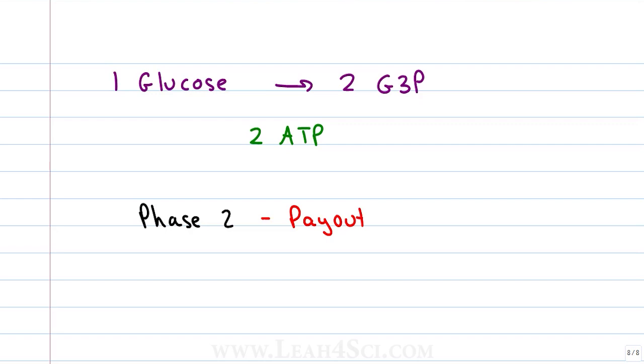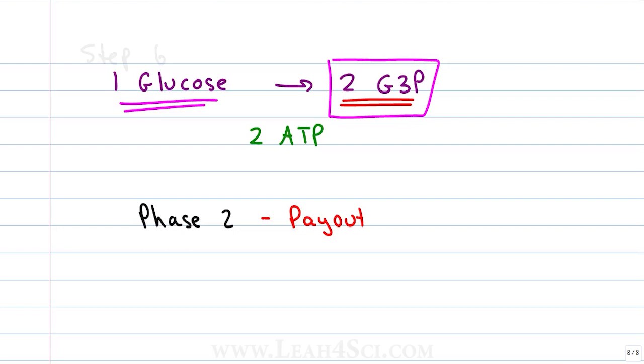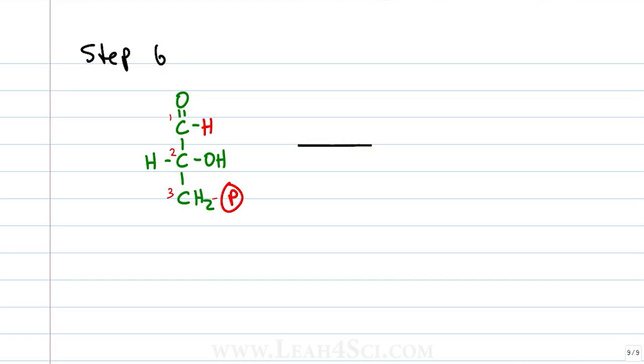As a reminder, we broke the molecule in half. We converted DHAP into glyceraldehyde-3-phosphate. So for every reaction moving forward, remember that we have 2 molecules reacting per molecule of glucose. So when we look at step 6 and we see that glyceraldehyde-3-phosphate reacts, remember that it's 2 of them.